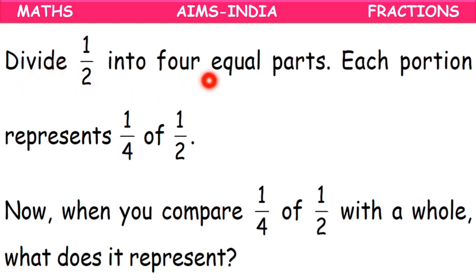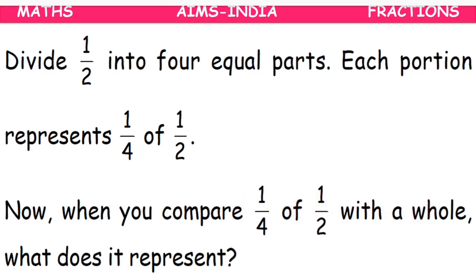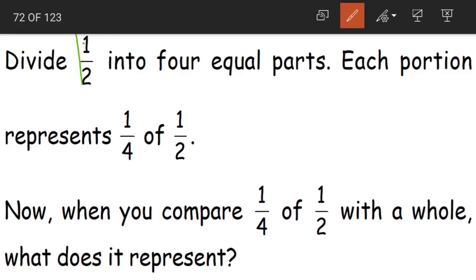So divide 1 by 2 into 4 equal parts. Each portion represents 1 by 4 of 1 by 2. Now when you compare 1 by 4 of 1 by 2 with a whole, what does it represent? Now what are they saying? Yes, this 1 by 2, that is half of the watermelon, is divided into 4 equal parts. Yes, so what is the portion each child gets? This 1 by 2 of this 1 by 2, sorry, each child would get only 1 by 4 of 1 by 2.